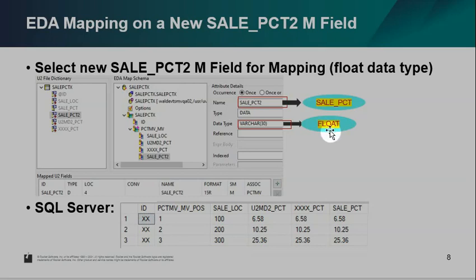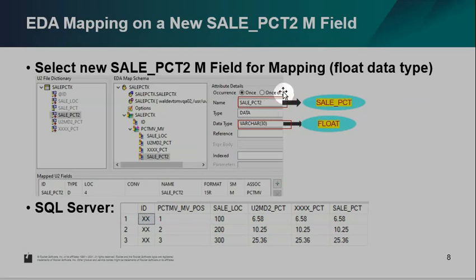So I'm using the EDA mapping. By default, you will choose the sales underscore PCT, but I can delete sales underscore PCT. Then I can grab the PCT2 under the PCTMV underscore MV subtable. It's the table here. Then I click here to select the attribute type. It's a sales underscore PCT2.